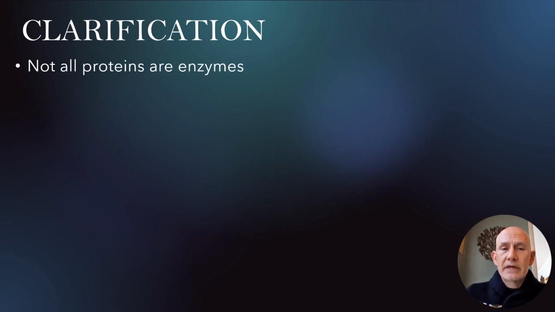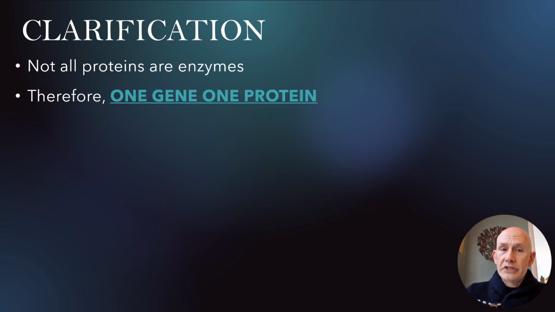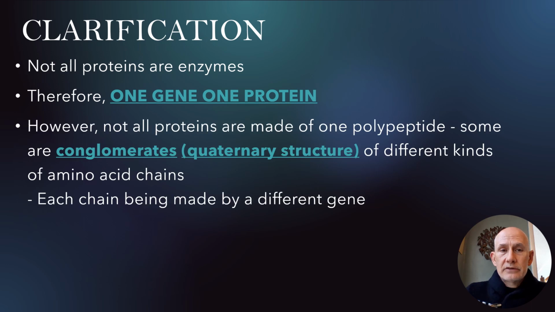But then scientists learned that not all proteins are enzymes, so then they clarified it to one gene, one protein, and then as scientists learned the different levels and structure of proteins, they came up with the idea that, well, if you look at something like hemoglobin, it's made up of 4 subunits of 2 different kinds of proteins. So then it became one gene, one polypeptide, and then those polypeptides formed together to give you a quaternary structure. So then it wasn't good enough to say one gene, one protein. Now it's one gene, one polypeptide, which is why it's called polypeptide synthesis instead of protein synthesis.